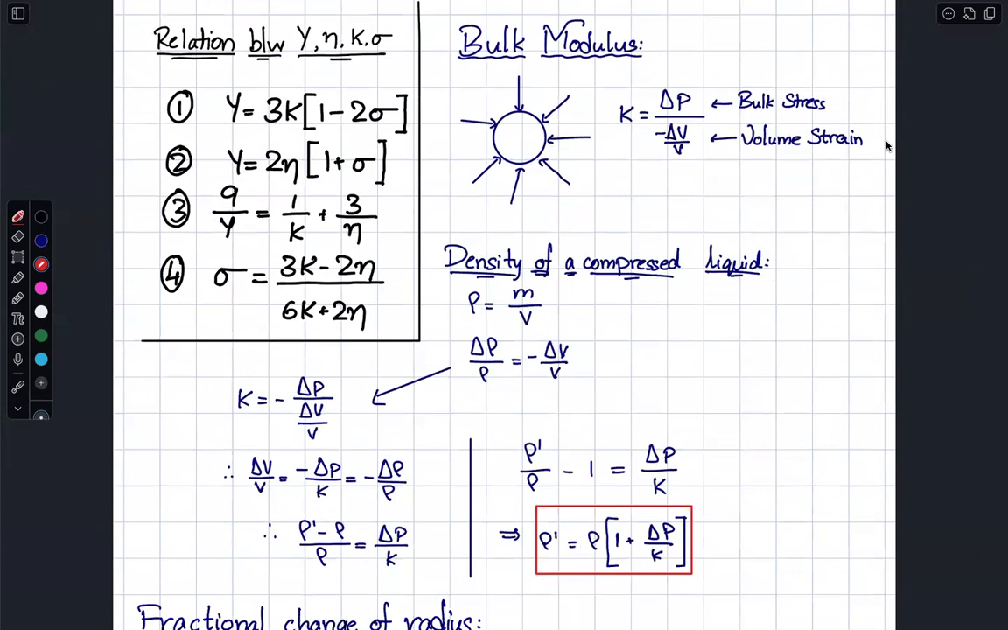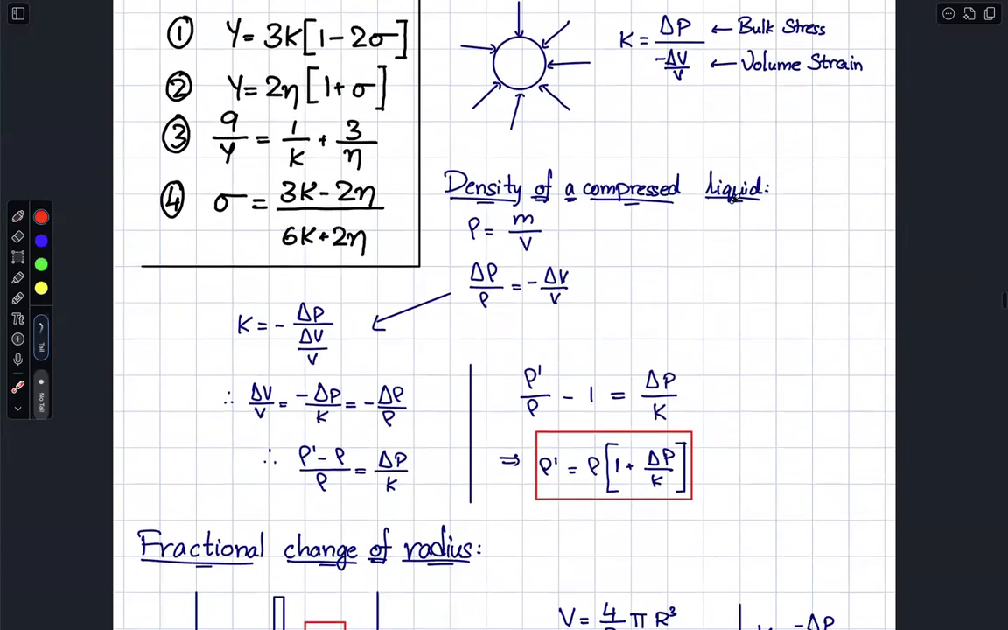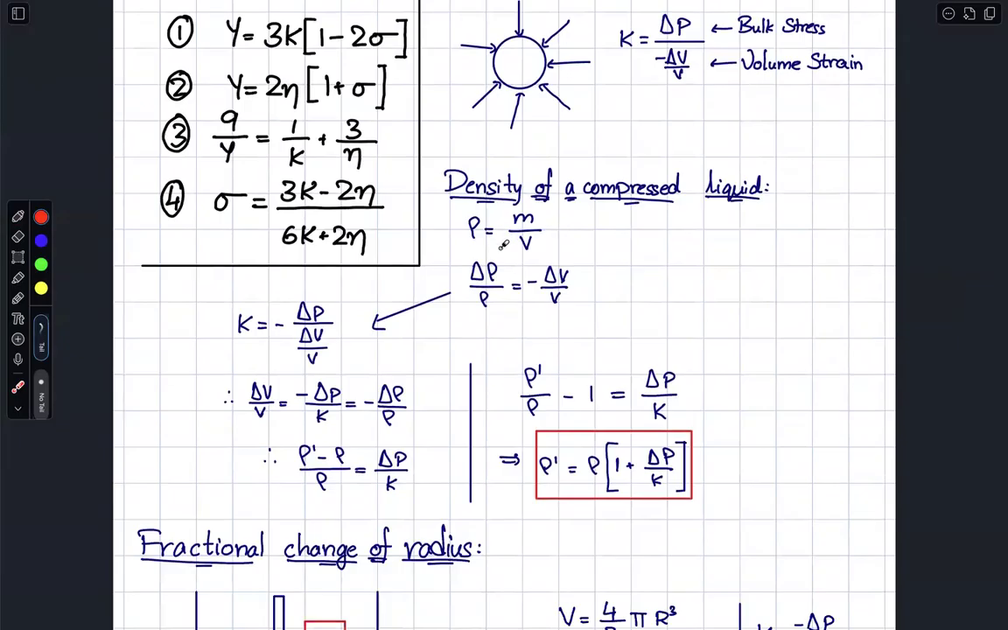Bulk modulus is stress by volume strain. So you can see here the density of a compressed liquid. Normally density is given by mass by volume. Since mass won't change because it's a fixed property, the differentiation gives d rho by rho is minus dV by V. Now bulk modulus is delta P. Remember, no confusion between these two terms.